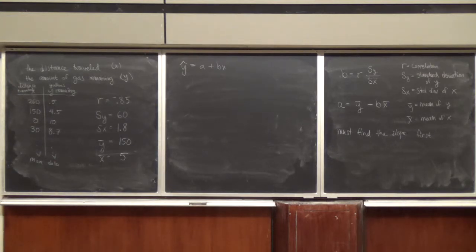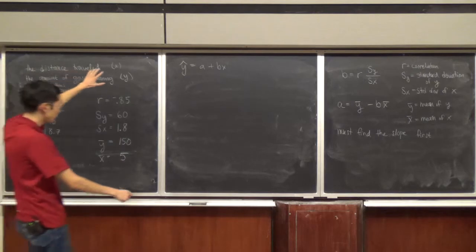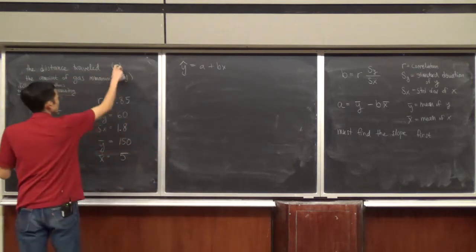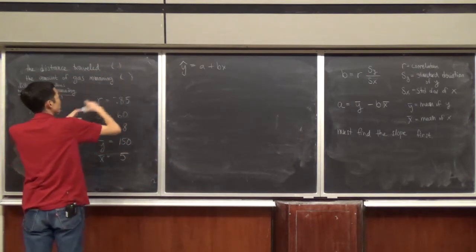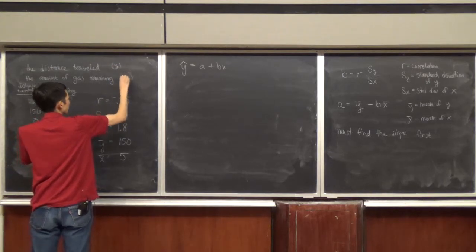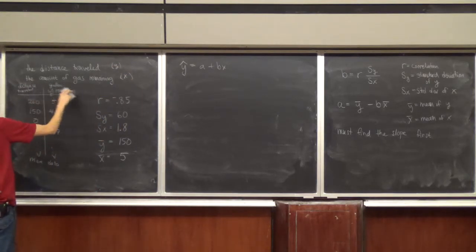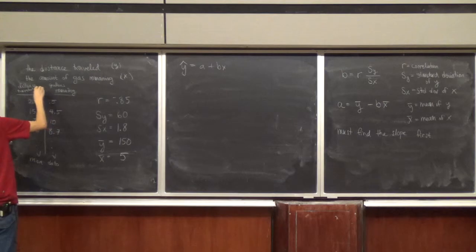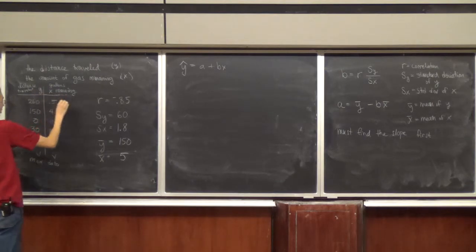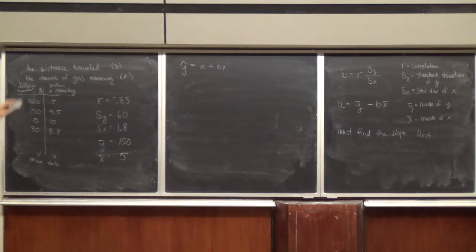Okay. I made a mistake in the very beginning of the problem. I apologize. This technically should be y and this should be x. I apologize. I made a mistake. Okay. You solve it? Huh? No. These remain the same. I made a mistake over here.